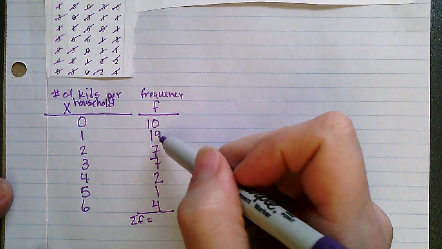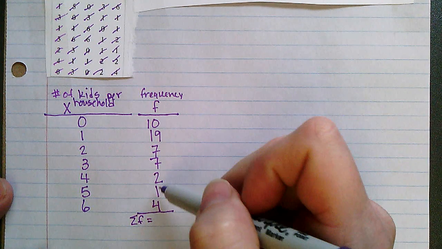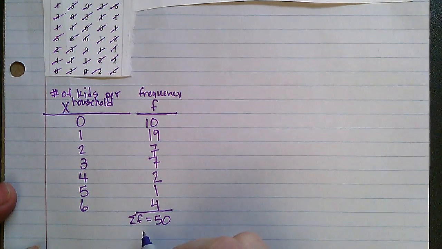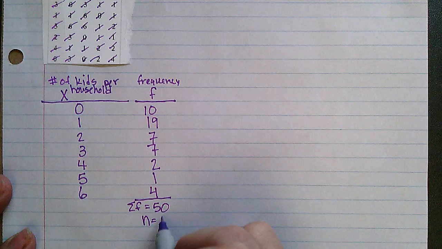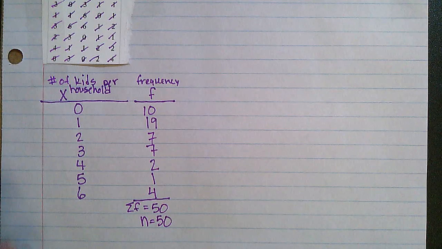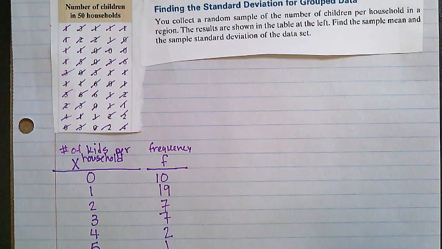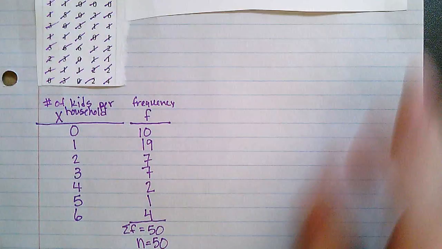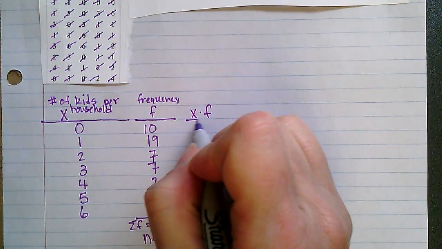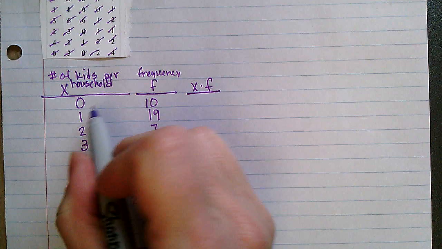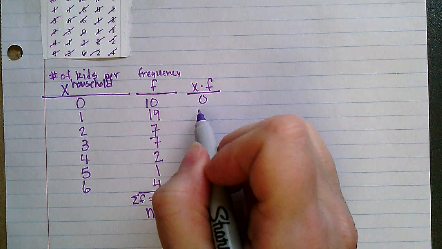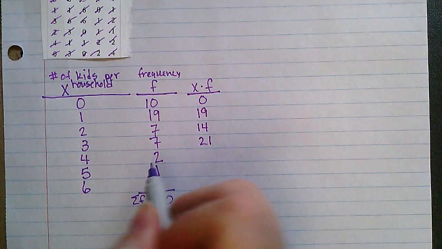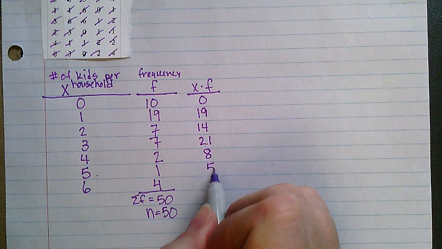So when we add that column, remember the sum of the frequency column: that's 29, 36, 43, 44, 45, 49, 50. So 50 would be the sum of our frequency column, which is going to be our sample size, which is good because it tells us that there are 50 households. Now, in our formula, we have x times f, so I'm going to make a column for that. I'll just multiply 0 times 10, 0. 1 times 19, 2 times 7, 3 times 7, 4 times 2, 5 times 1, 6 times 4.